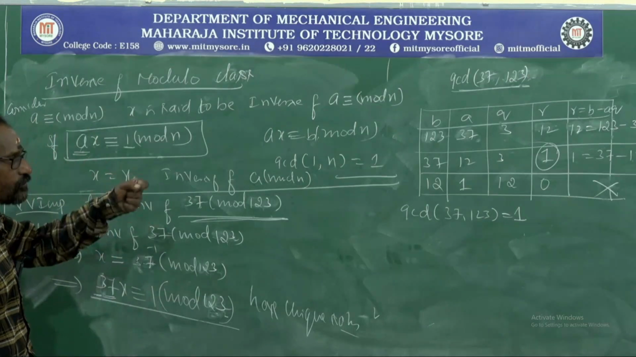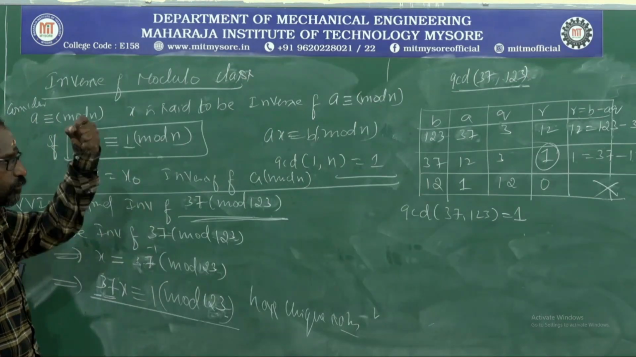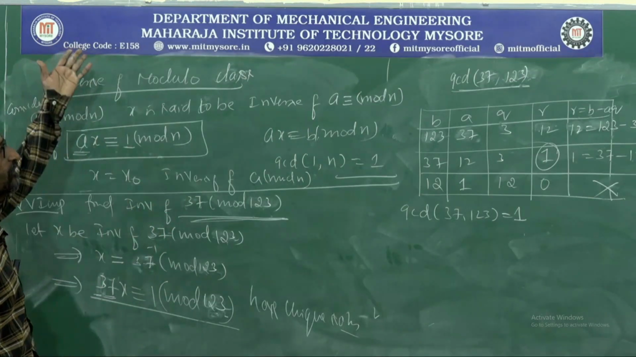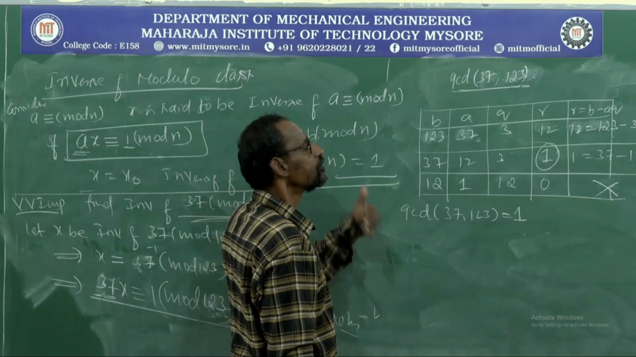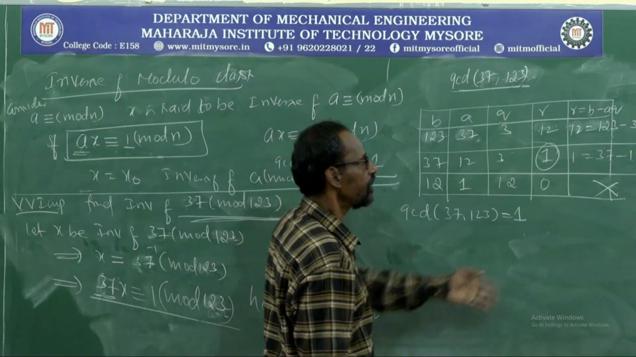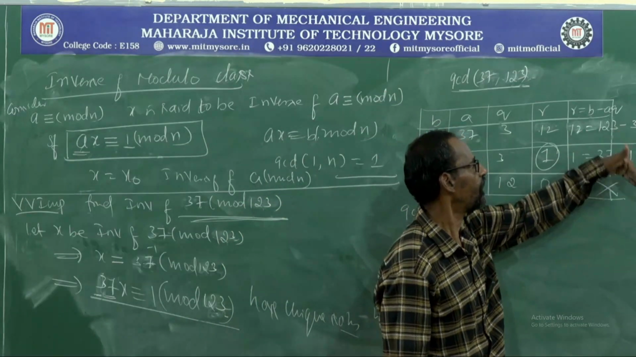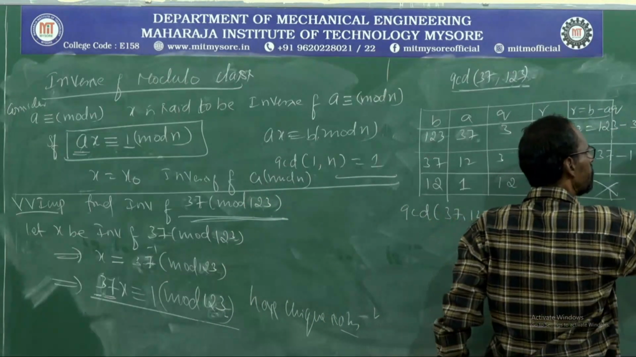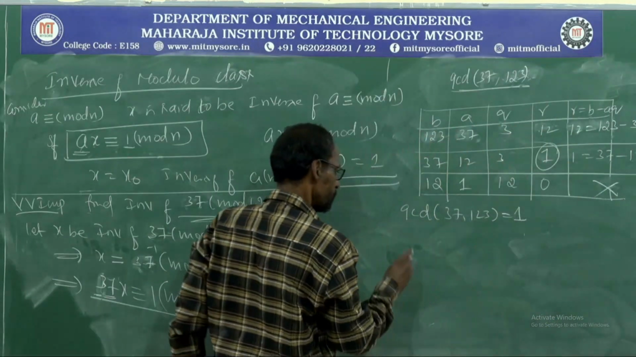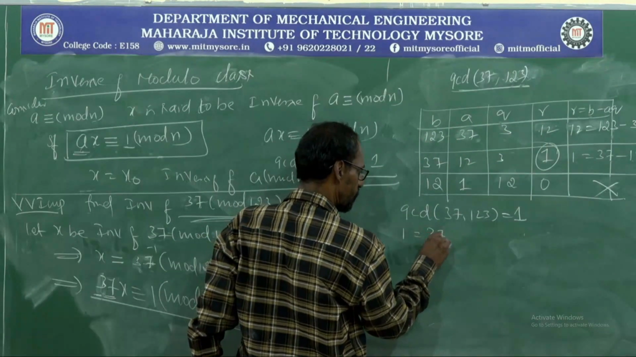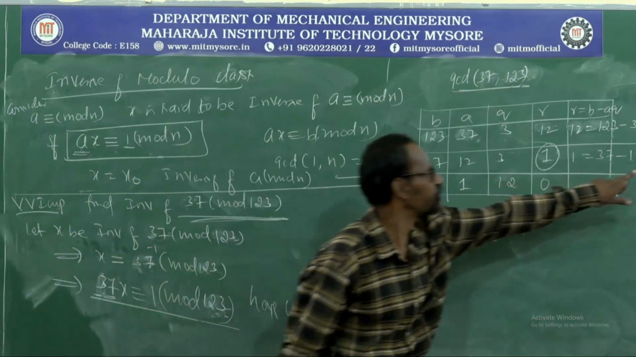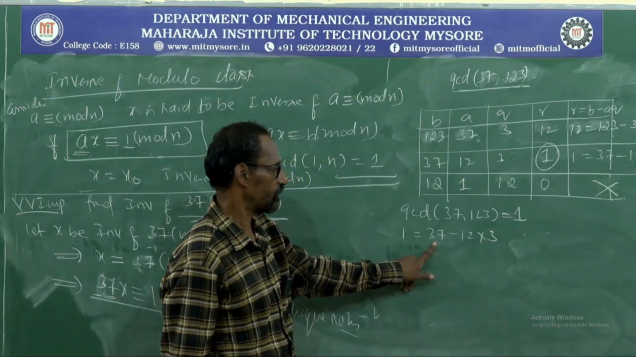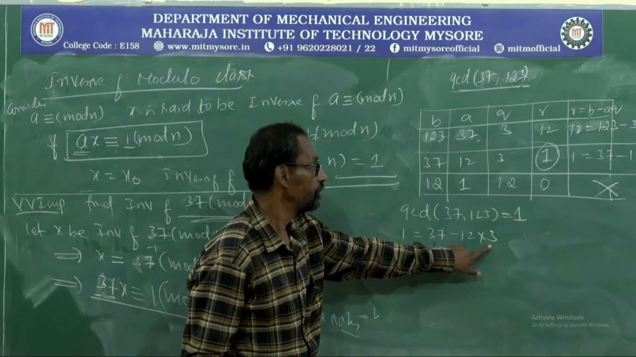Once you have the confirmation that the GCD is 1, immediately what can I think of? The inverse. How to go for the inverse? Linear combination. Take the last column and go from down to up. Consider 1 equal to 37 minus 12 into 3. I wrote this expression: 1 equal to 37 minus 12 into 3.